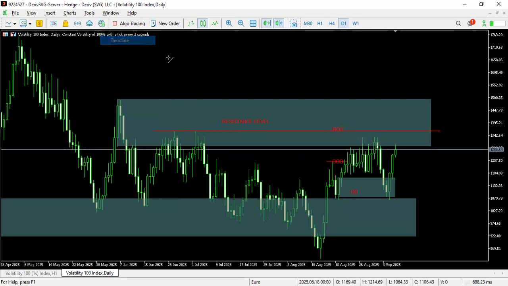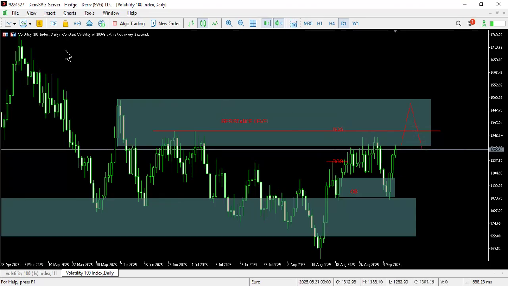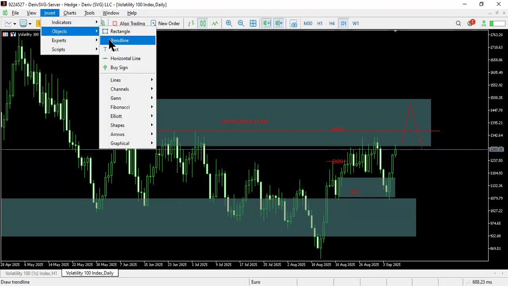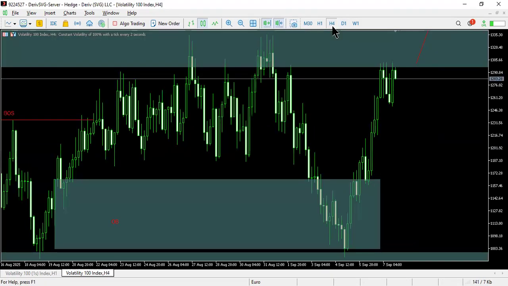This is basically what we are waiting for. I need to see price breaking that high and then come back and mitigate the order block, which will cause that break of structure, and then proceed up. So that is what I'm waiting for on VIX 100. But yes, let's go to the 4-hour time frame to be able to see.